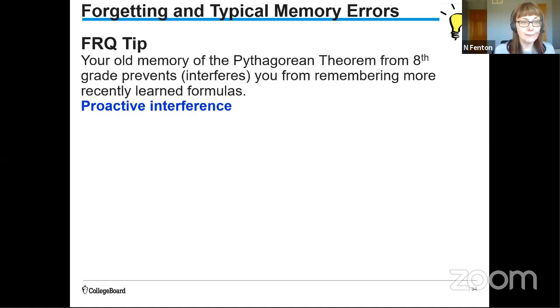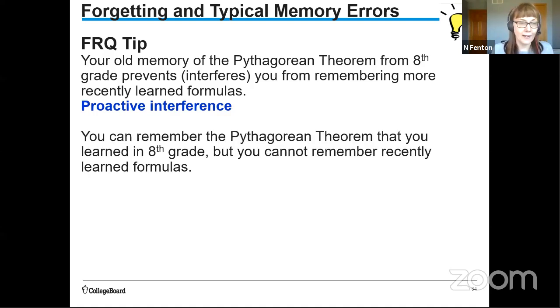I'm going to give you an example here. This is an example of proactive interference that would score. So your old memory, you're clearly defining what's old and what's new, of the Pythagorean theorem is preventing, or blocking, which is interferes, you from remembering more recently learned formulas.